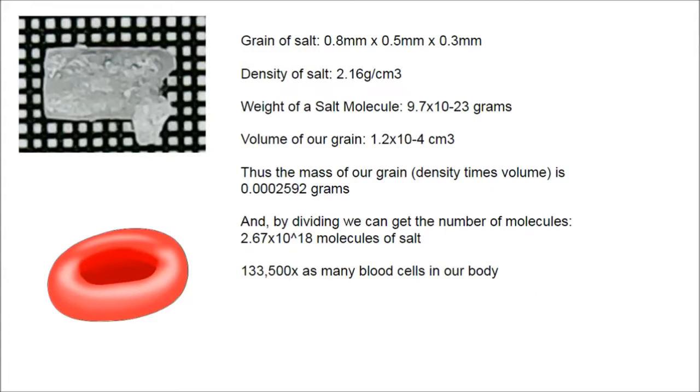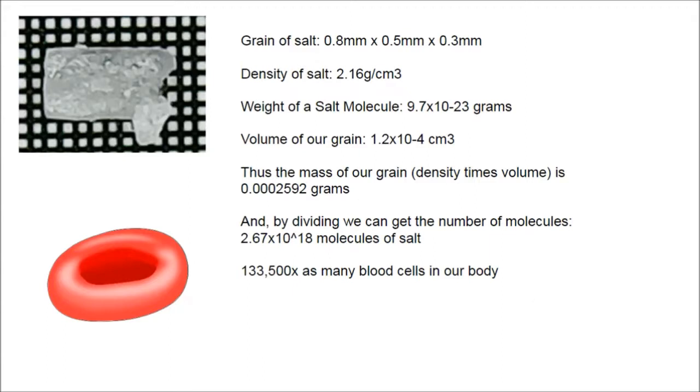So the volume of our grain of salt then is 1.2 times 10 to the negative 4th cubic centimeters. So therefore the mass of our grain of salt here would be the density times the volume that we found here. And we get 0.0002592 grams. Then, by dividing this by the weight of a single salt molecule, we can get the number of total salt molecules in this volume. So, that number comes out to be 2.67 times 10 to the 18th molecules of salt, which is a huge number.